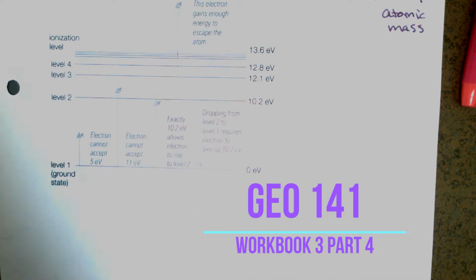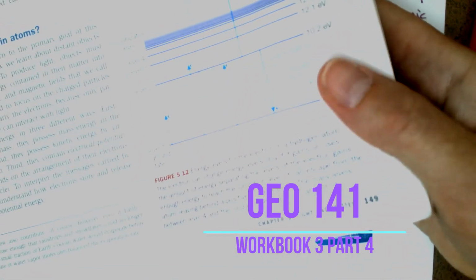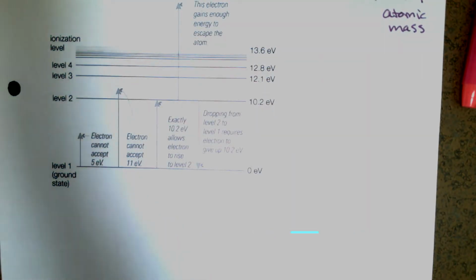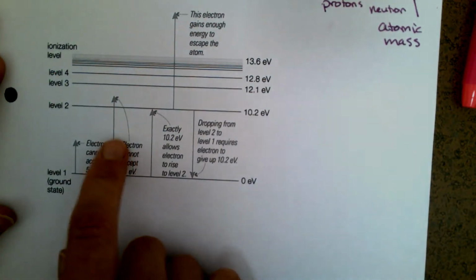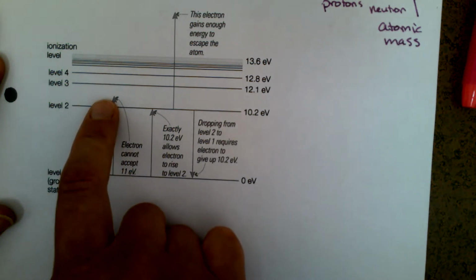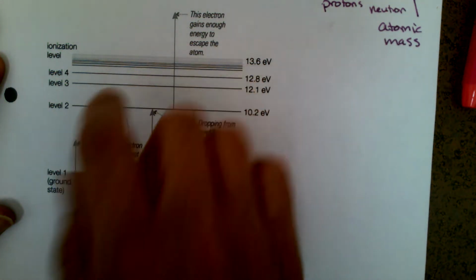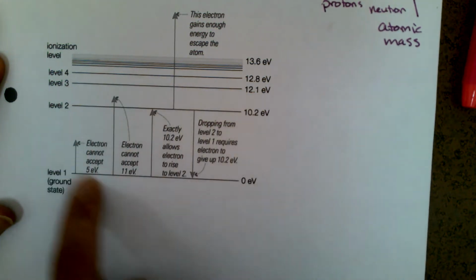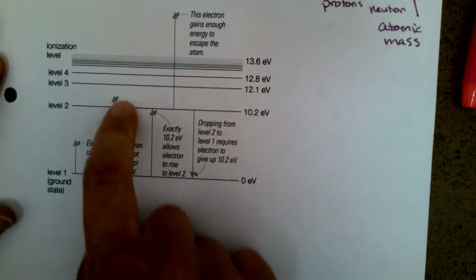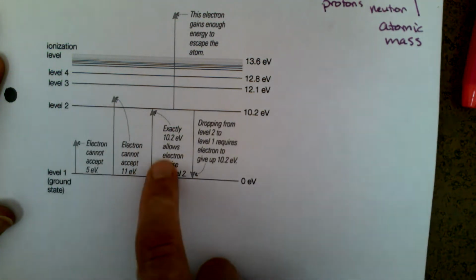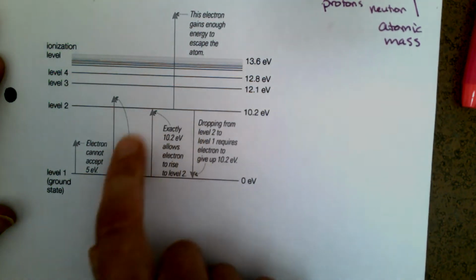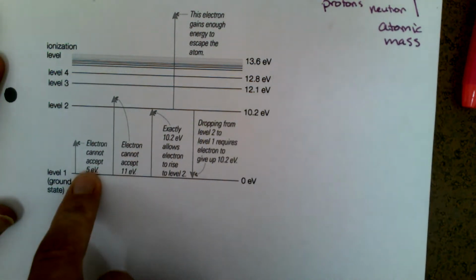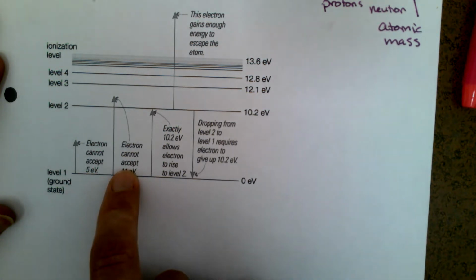this is the same as this diagram over here, figure 5.12 in your book. So what's going on here is you can see that the electrons can only accept certain amounts of energy. So for example, for this electron to become excited, in other words, go up a level, it can only accept 10.2 electron volts. That's all that it can accept. It can't accept 11, it can't accept 5. 5 isn't good enough, 11 isn't good enough.